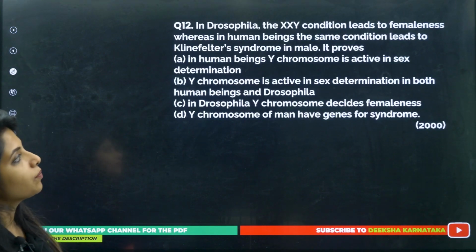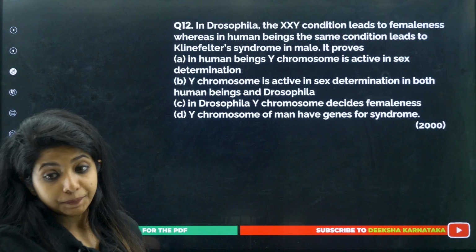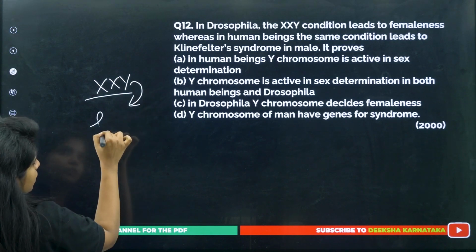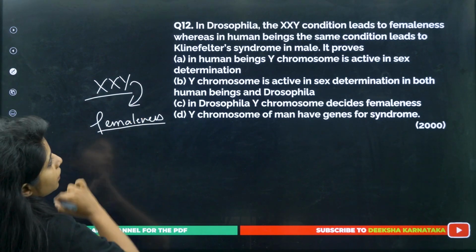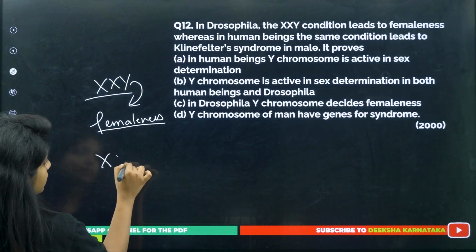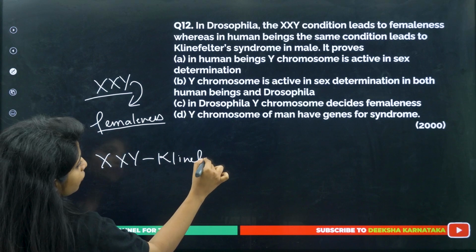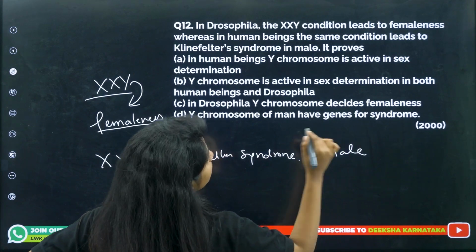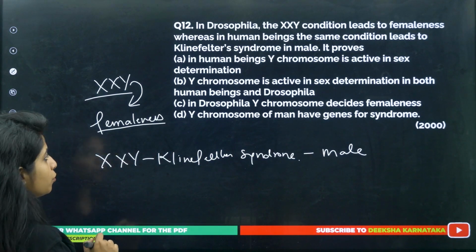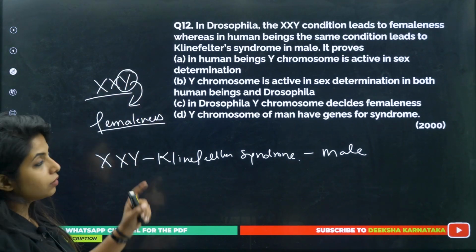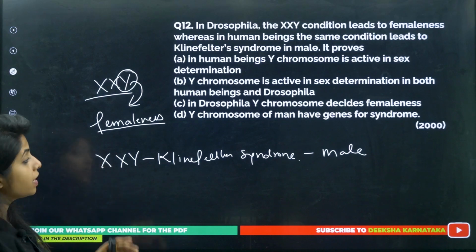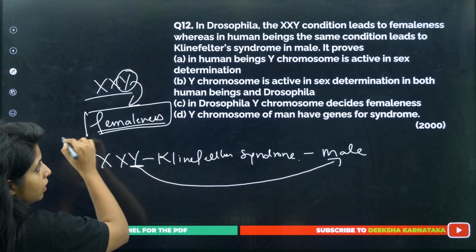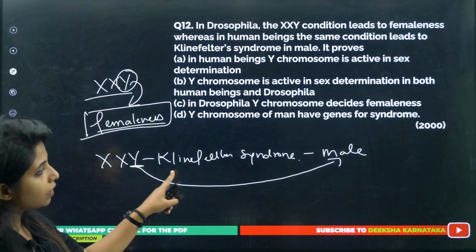Going ahead. In Drosophila, the XXY condition leads to femaleness. So XXY in Drosophila is leading to femaleness, whereas in human beings, the same condition, XXY, is leading to Klinefelter's syndrome. In male, so you know, it's forming a male. According to me, it proves that Y does not have anything to do with the organism becoming a male in the case of Drosophila. Here, Y is there, still showing femaleness. The Y does not play any role over here. But over here, since Y is there, that person is a male.